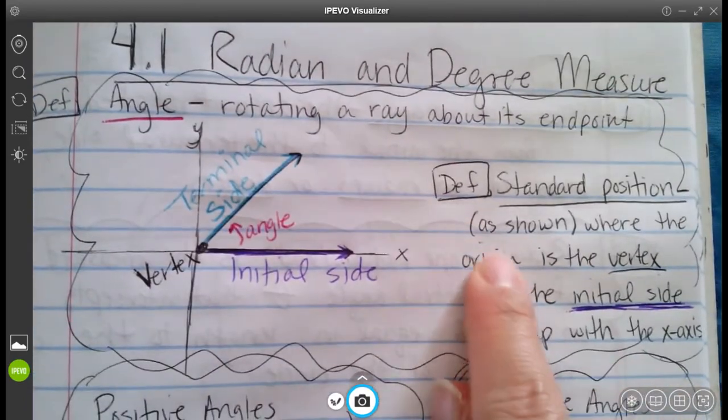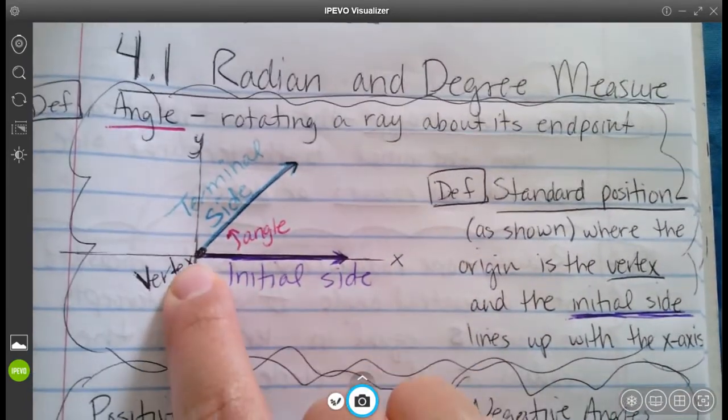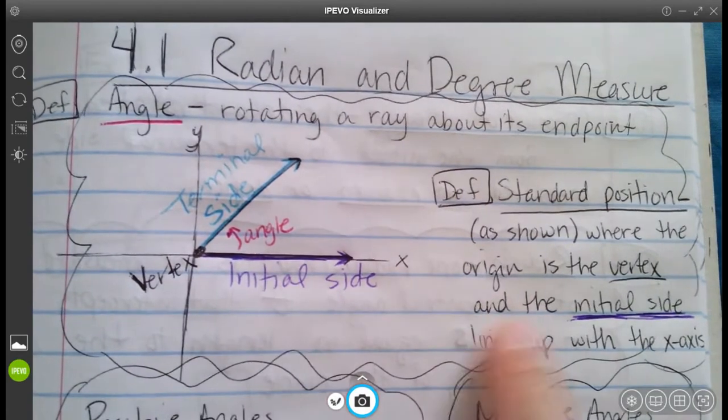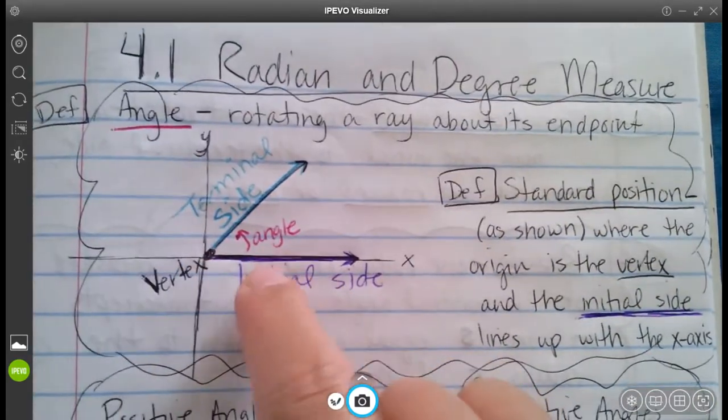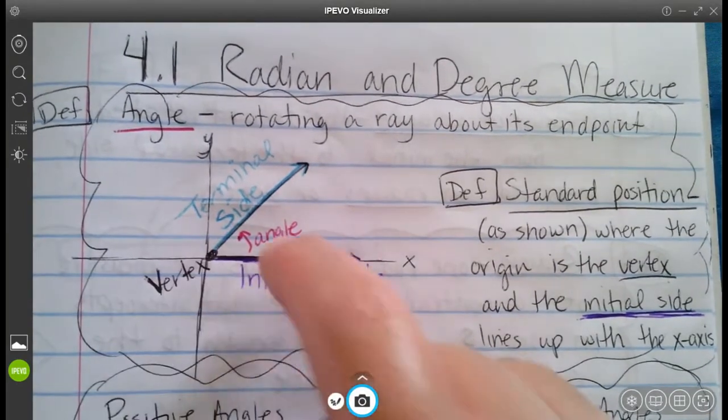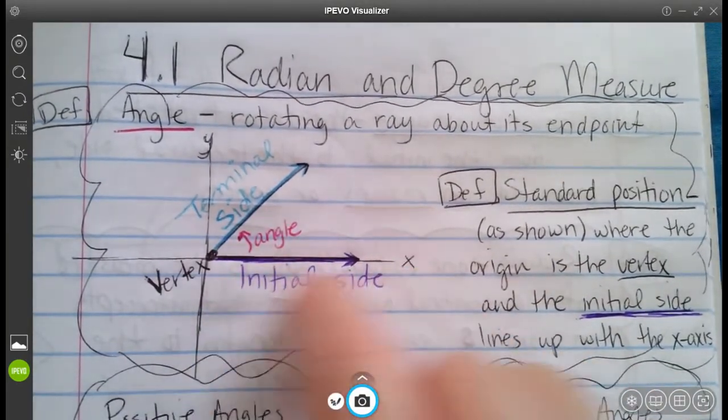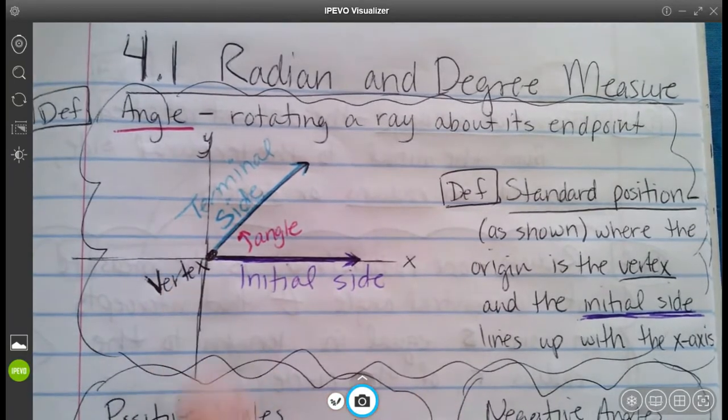Standard position is basically where the origin is the vertex and the initial side lines up with the x-axis. So anytime you have an angle that's starting from here and goes around, so this little piece of the x-axis here, that would be considered standard position.